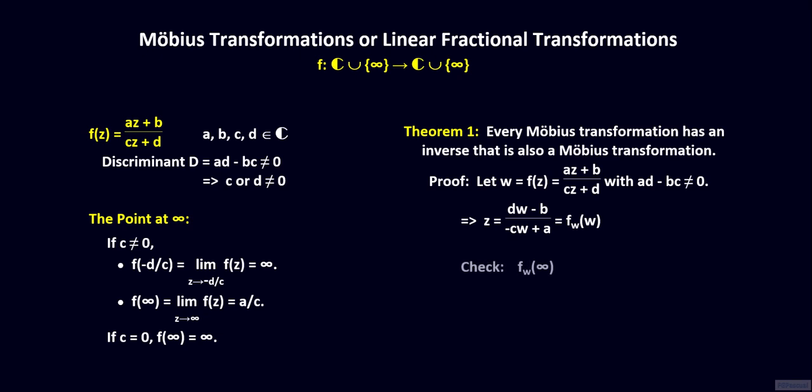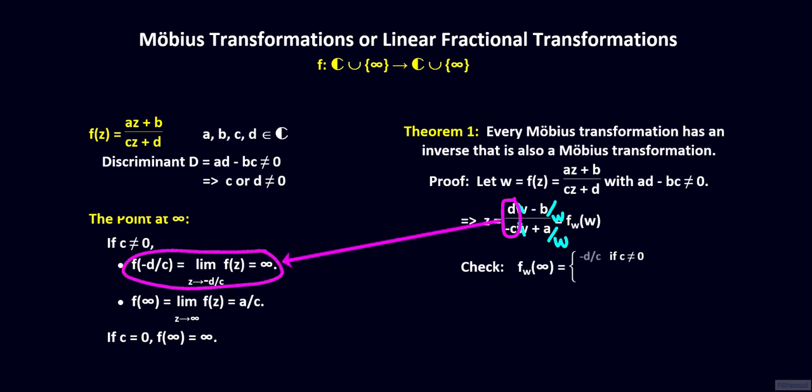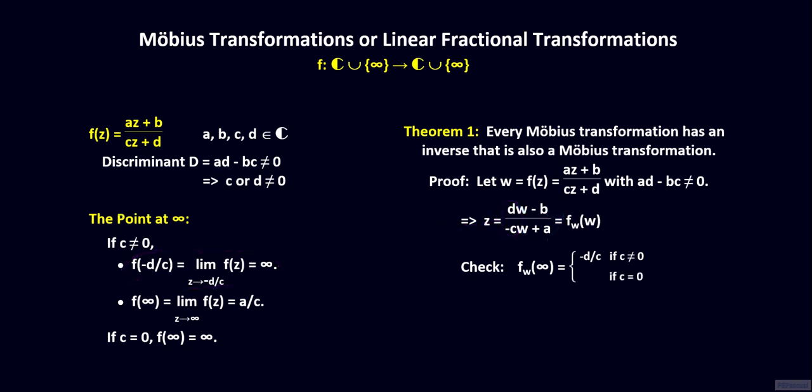First, let's check f sub w of infinity. If c is not equal to 0, we divide every term in f sub w by w, and find that the limit of f sub w of w as w tends to infinity is minus d over c. If c is 0, cw will be 0 with a and d both being non-zero, and f sub w of w will tend to infinity as w tends to infinity.